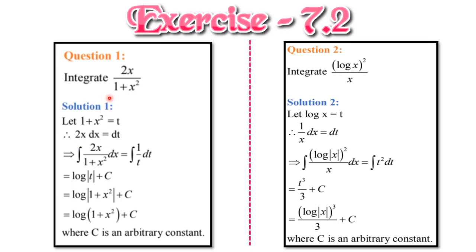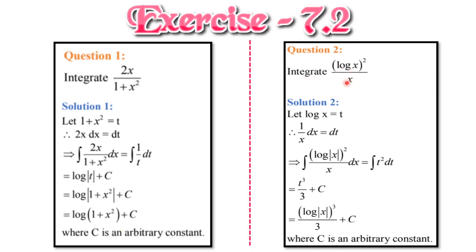Now we are integrating. So integrating 2x upon 1 plus x square dx will be equal to, what is 2x dx? 2x dx is dt, upon what is 1 plus x square? We assumed it equal to t. So it means dt upon t. So 1 by t, what is the integral? Log t. Now put the value of t back and this is the answer.